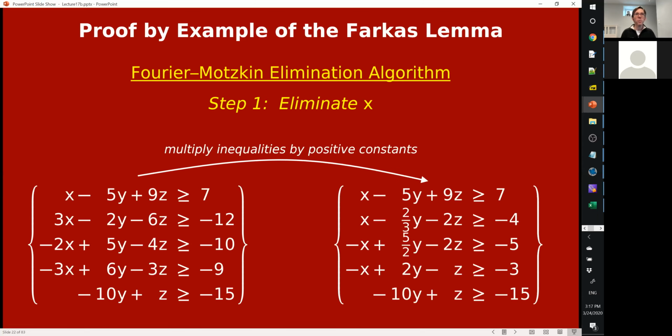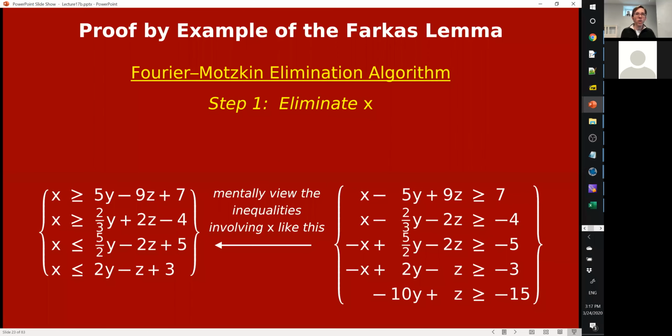First thing you do is you multiply all the inequalities by positive constants, so as to make the coefficient in front of x either +1 or -1. Whenever x had a positive coefficient before, it's going to have a +1 coefficient in the new set. And whenever it had a negative coefficient before, it's going to have a -1 coefficient on x in the new set. Okay, so that's easy, and it doesn't change the set of solutions, in fact.